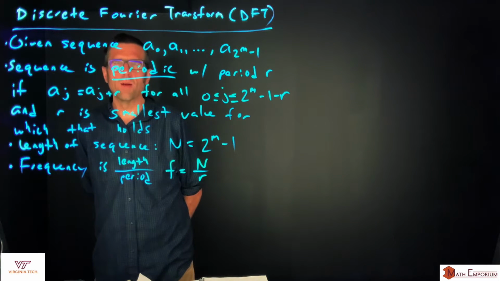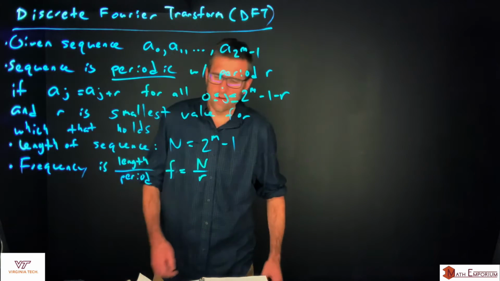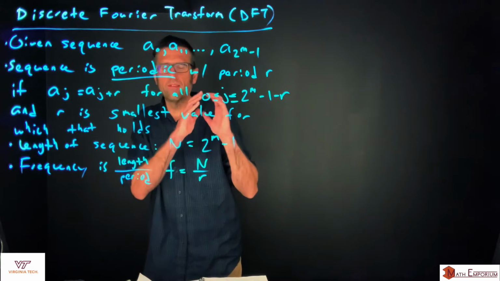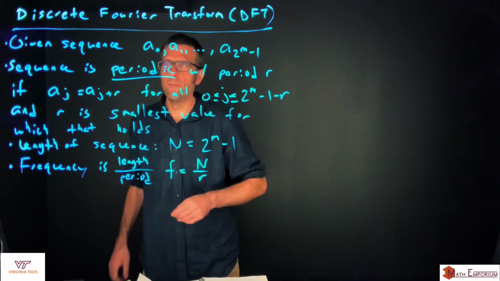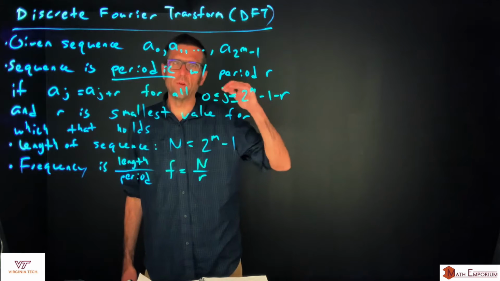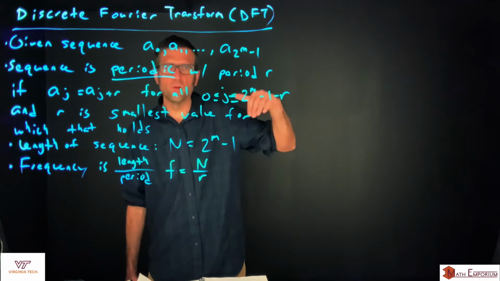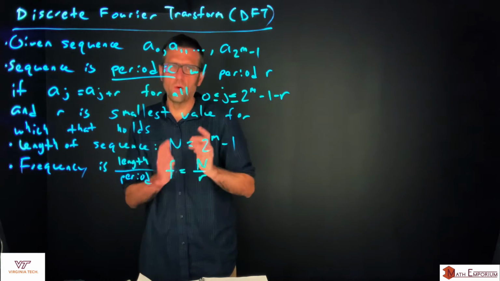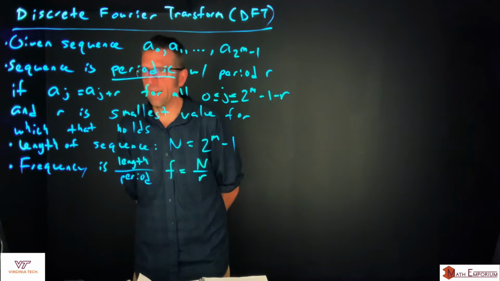So now we're going to talk about the discrete Fourier transform, also known as DFT. The idea behind a Fourier transform is that you've got, in this case, a sequence. Essentially what you want to do, assuming the sequence has some sort of periodicity, is find the period of the sequence.